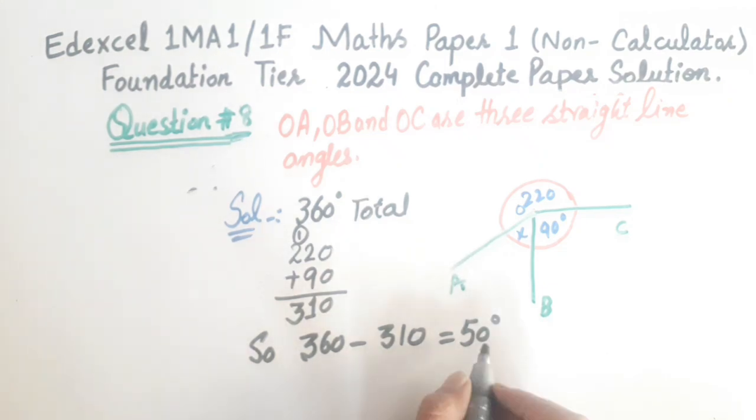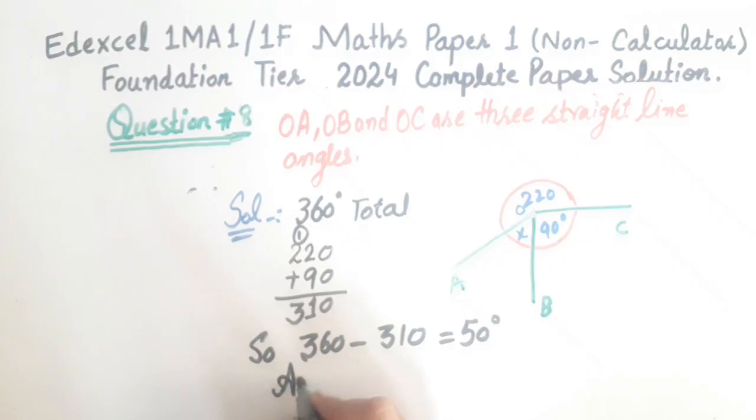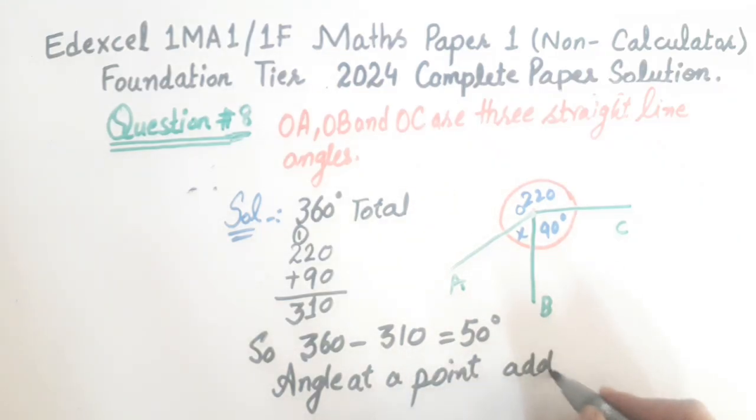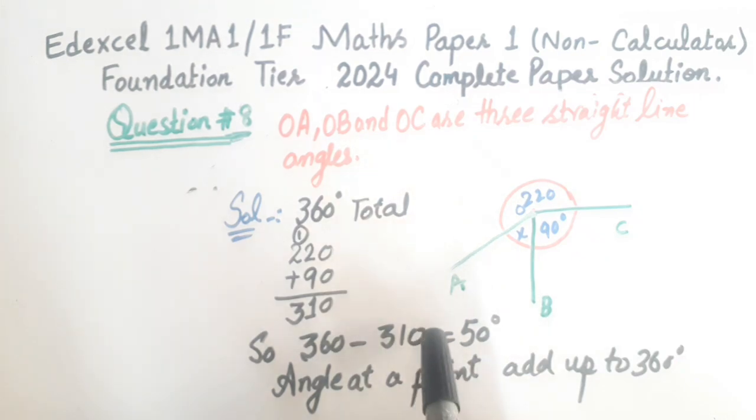Also you have to write the reason in the B part. What is the reason behind this? So angles at a point add up to 360, because when we solve this we can easily get the angle, the total is 360. So this will be the final answer.